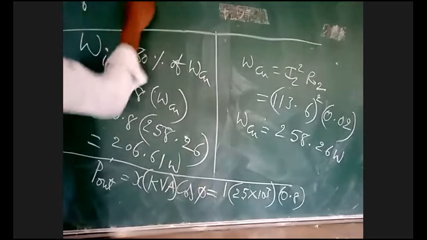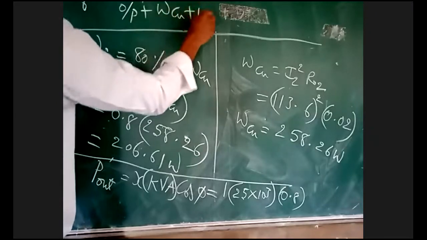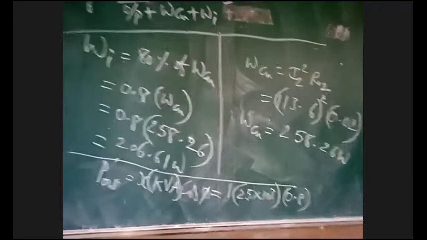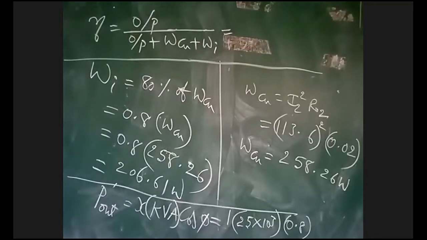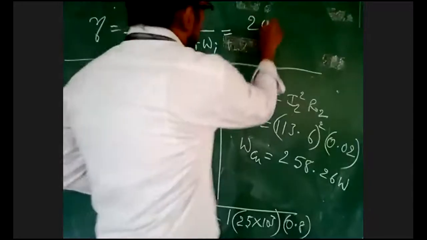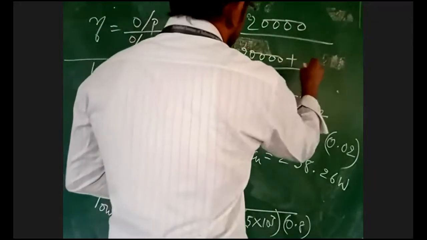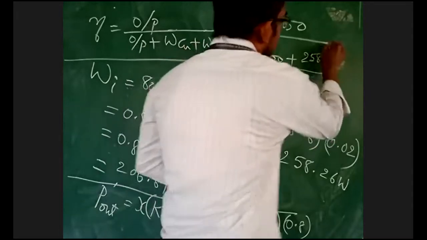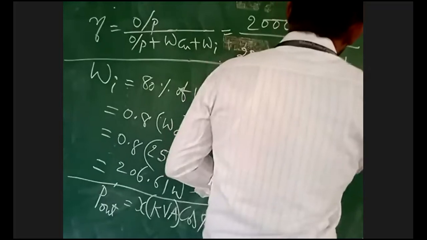Efficiency is equal to output by output plus copper loss plus iron loss. Tell me the output power. 20,000. Output is 20,000 divided by 20,000 plus 258.26 plus 206.61.